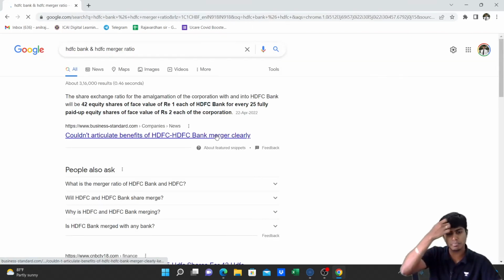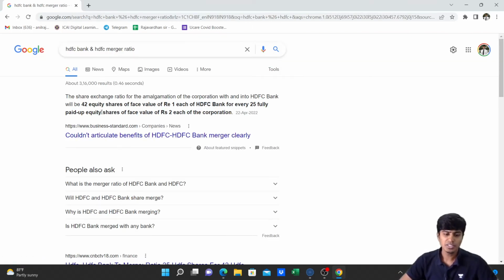See, HDFC Bank and HDFC merger ratio. The share exchange ratio of amalgamation of the Corporation with and into HDFC Bank will be 42 equity shares of face value ₹1 each for every 25 fully paid up equity shares. So for HDFC Corporation and HDFC Bank, the ratio was 42 shares for 25 shares. So 42 is to 25. Computing this ratio itself is a big task, which you could be doing in the future.